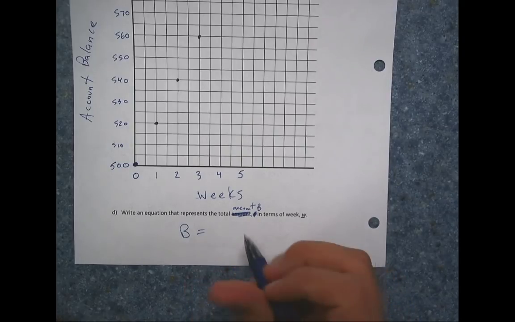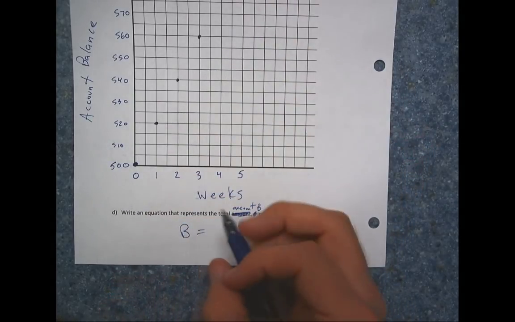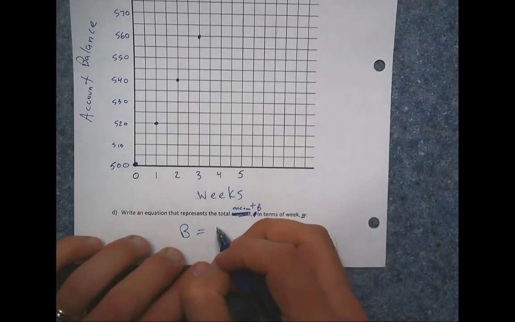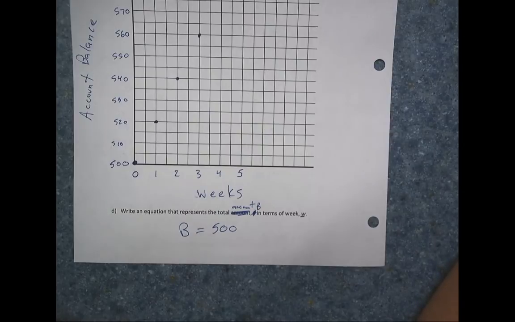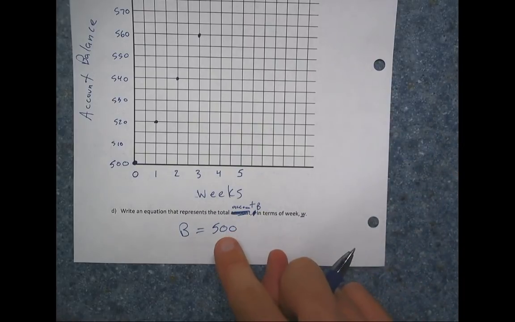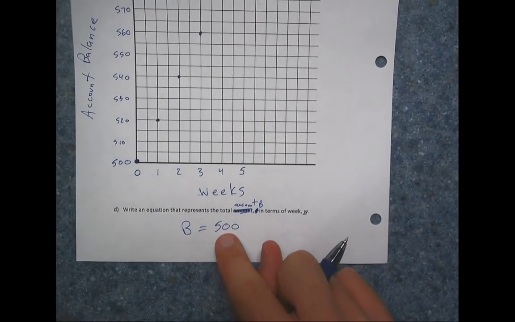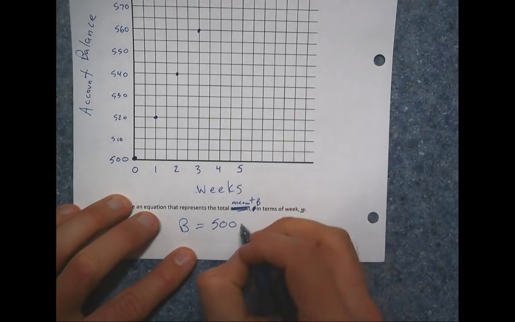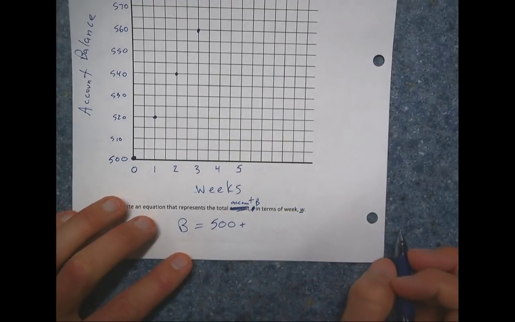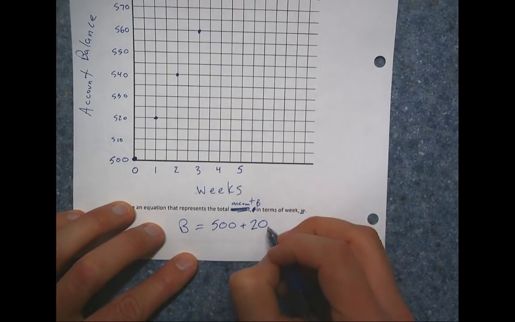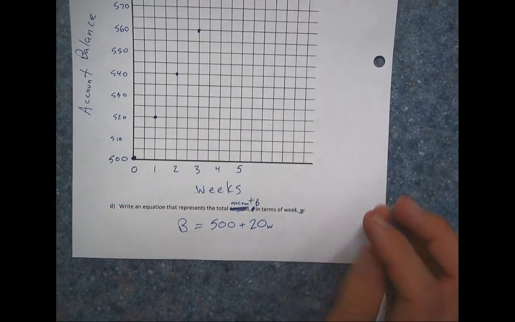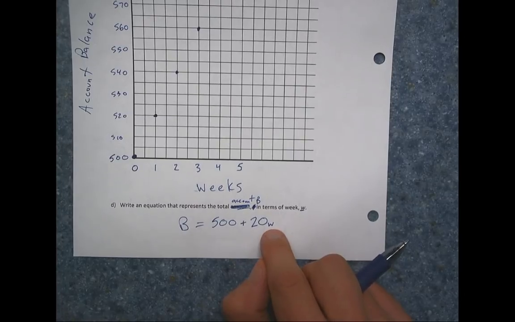So as we start to build this equation, you're always going to have a starting point. Sometimes you start at 0, but in this case, our very start point is 500, right? That's how much we started with. So when you start to write your equation, you can literally start with that. Think about this in practical terms. You started with 500, and then you're adding something every single week. How much are you adding? You're adding $20 every week.